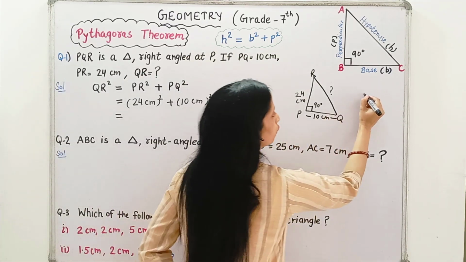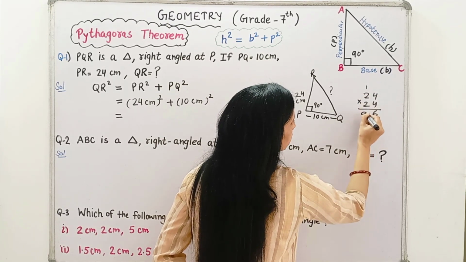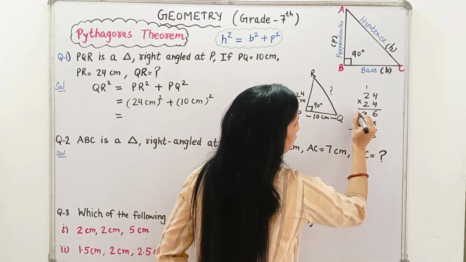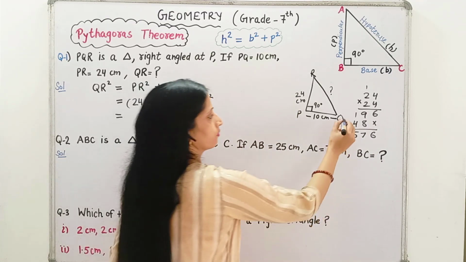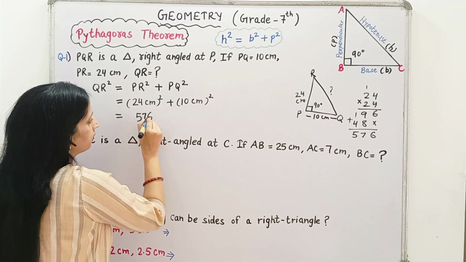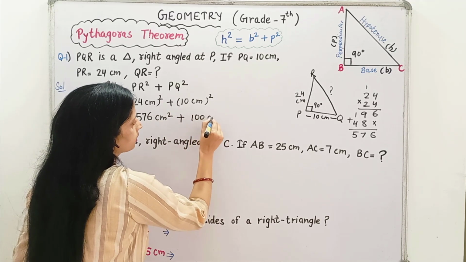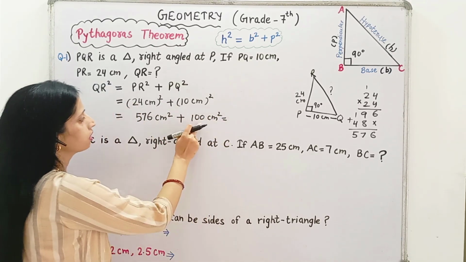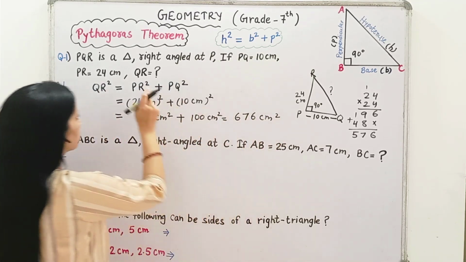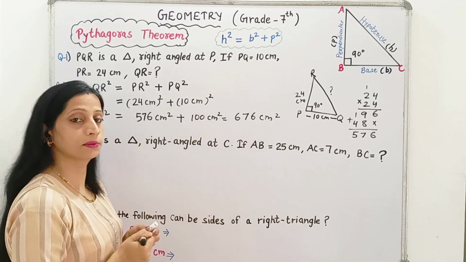The square of 24 will be, so let's find out. 4 fours are 16, 2 fours are 8 and 1 carried makes 9, 2 twos are 4. So we will get 576. Okay, so the square of 24 is 576. Let's write 576 centimeter square plus 10 square is 100 centimeter square. Let's add these two. We will get 676 centimeter square. So QR square is equal to 676 centimeter square.